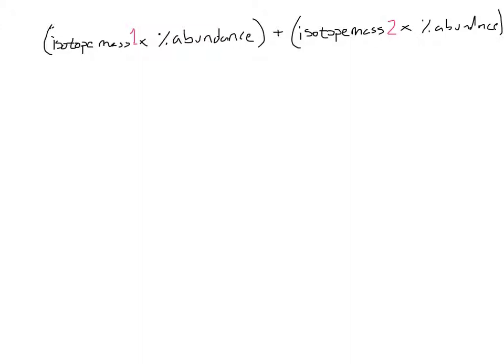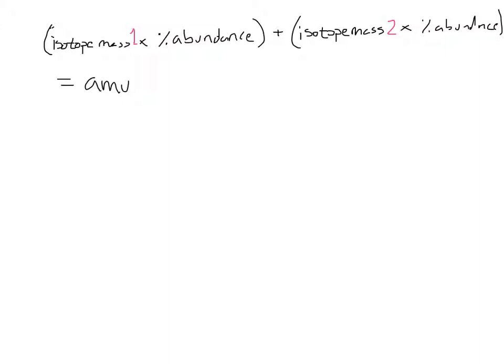Alright, so I'll try and navigate this with you. This equation says isotope mass number 1 times the percent abundance of that particular mass. In our particular sample, we're talking about silver-107 and silver-109, so this would be the mass of 109 times its percent abundance. And then add that to isotope mass number 2, so the mass of 107 times its percent abundance. What that gives us is the AMU, the average atomic mass, the number that appears in the periodic table.